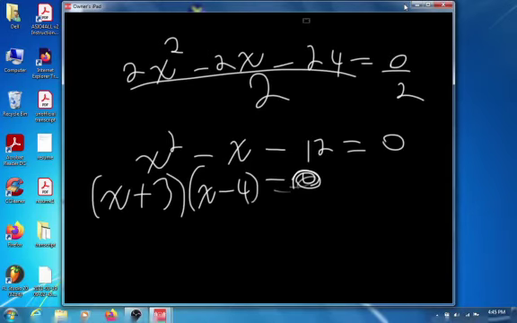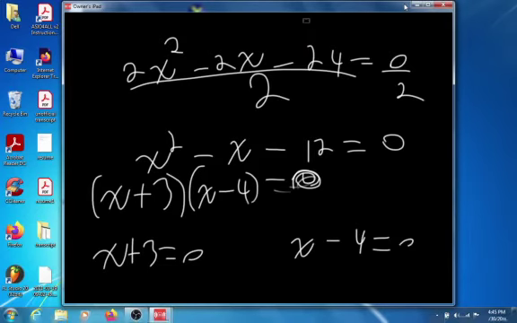So let's equate them to 0. So x plus 3 equals 0, and x minus 4 is equal to 0. So we solve. x equals negative 3 and x equals 4. So the answer is x is equal to negative 3 or x is equal to 4. And that's how you solve a quadratic equation by factoring.